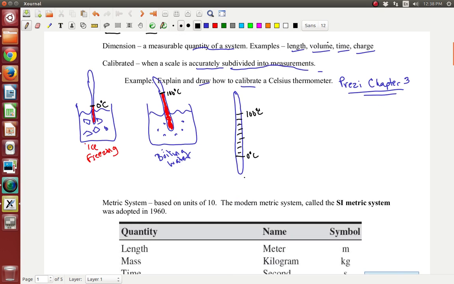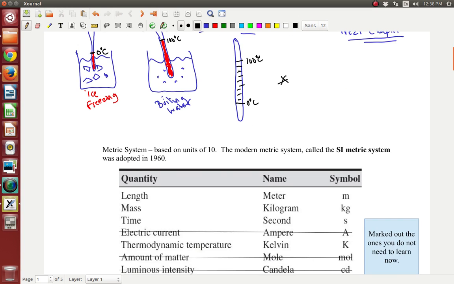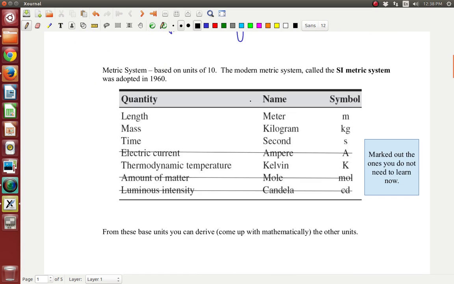All right, now like I said, if you go look at the Prezi, there's a really nice, neat picture of all of this, and you should be able to copy this down. You need to know this and copy this down into your notes. I will be looking for these pictures in your notes. All right, the metric system is based on units of 10. The modern metric system, called the SI metric system, or System International, was adopted in 1960.